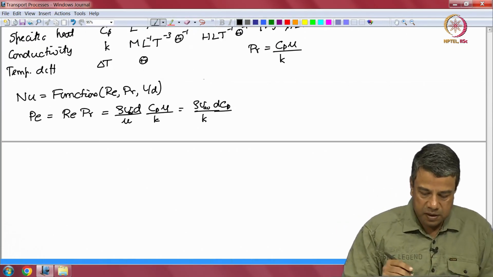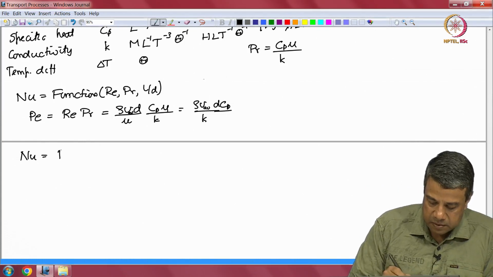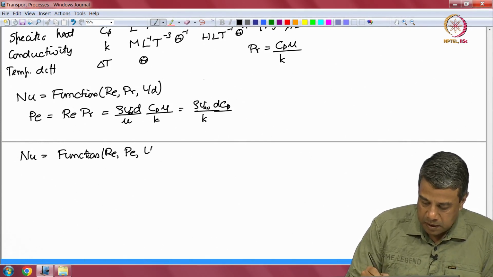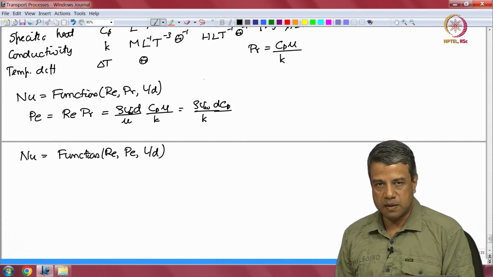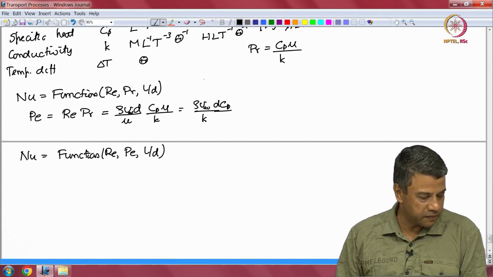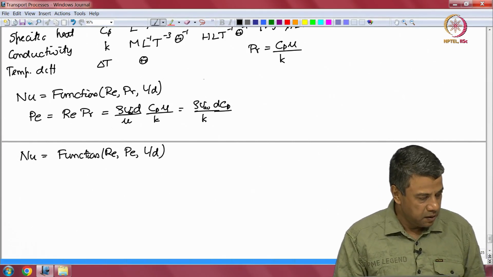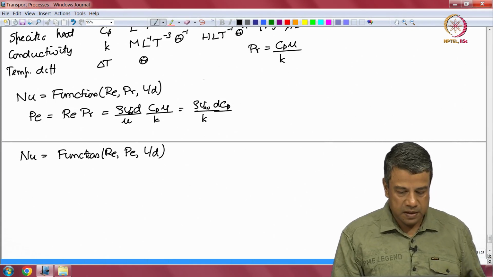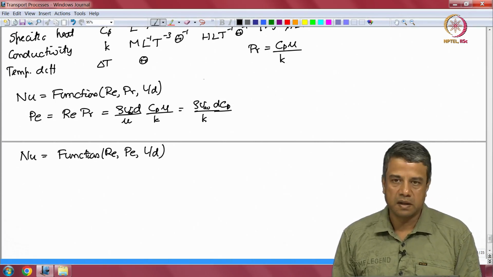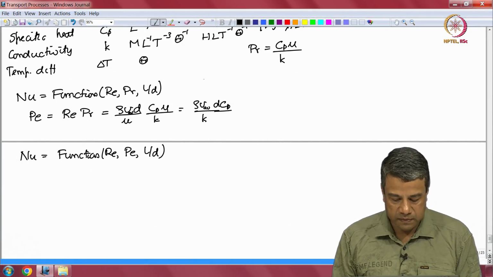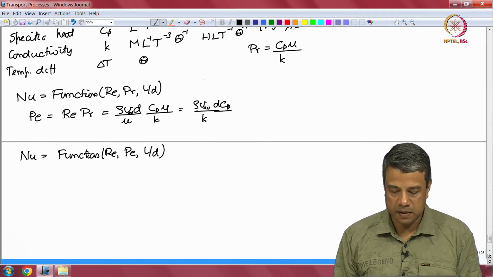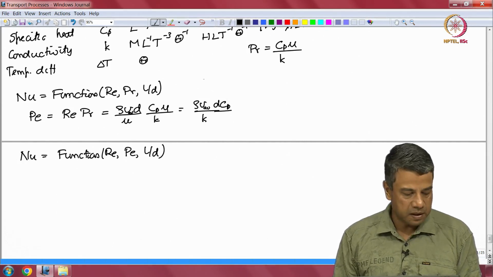So, the relation between the dimensionless groups can be expressed in one of two forms. Nusselt number is equal to one function of Reynolds number, Peclet number and L by D, or of Reynolds number and Prandtl number. Prandtl number is the ratio of diffusivities, Peclet number is the ratio of convection and diffusion. So, we have got these dimensionless groups by considering heat energy and mechanical energy as two different kinds of energies. In that case, we have a relation between the dependent dimensionless group, Nusselt number, and the independent dimensionless groups, the Reynolds number and the Prandtl number or the Peclet number and L by D.